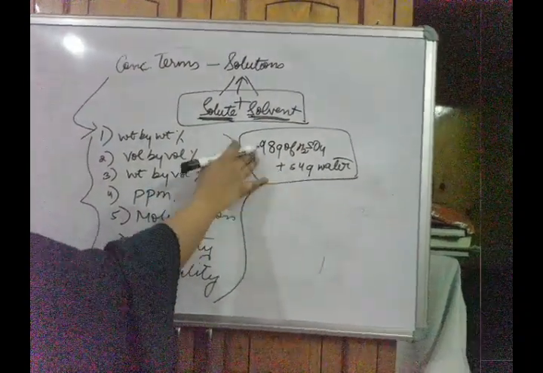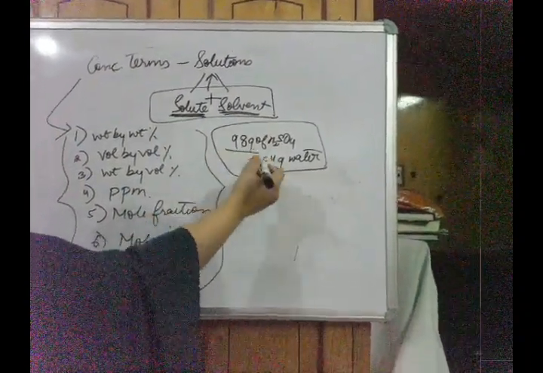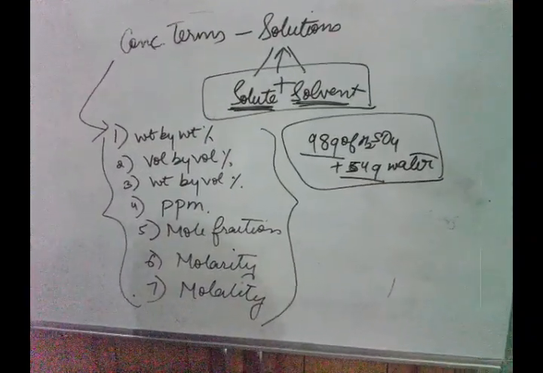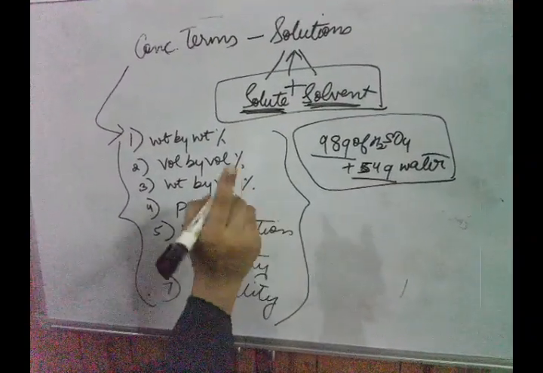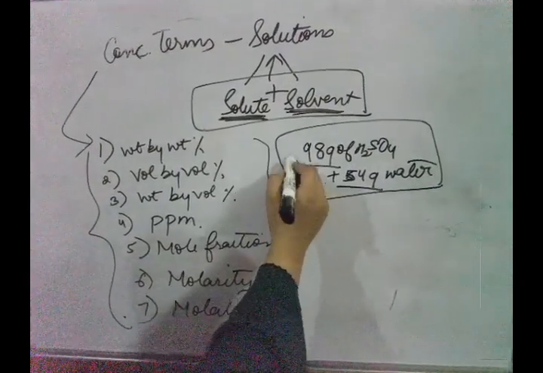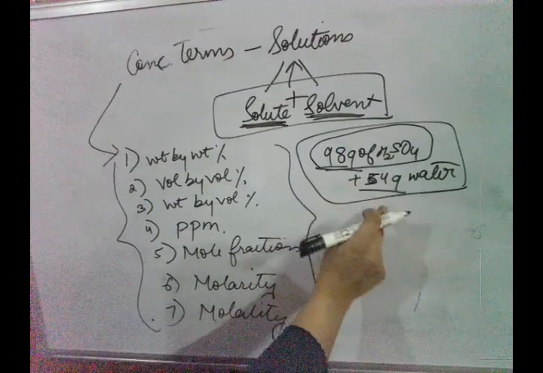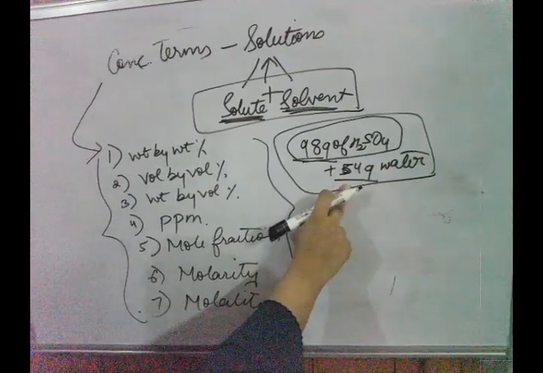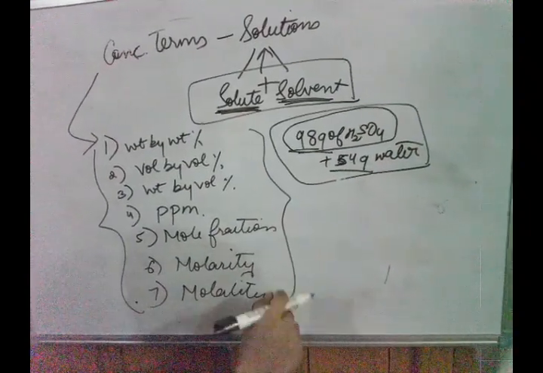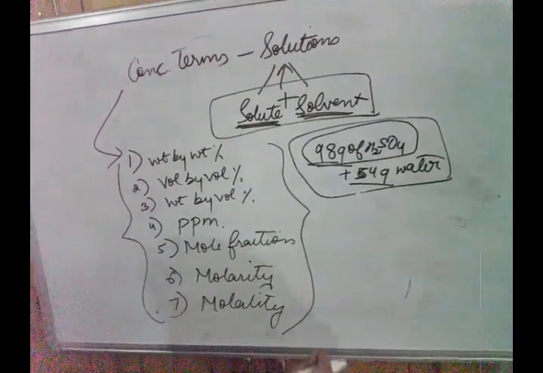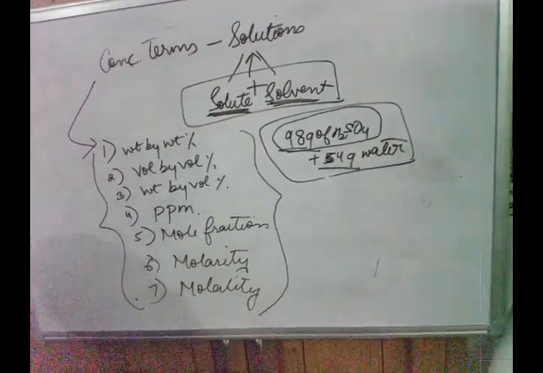By looking at both of them, that is 98 grams or 54 grams, we cannot judge which is solute and which is solvent. So in that case, don't say that this is more in quantity, so this is solvent, and this is less in quantity, so this is solute. You have to see by calculating the number of moles. This is the first part, that is the important part. You first find out the number of moles.